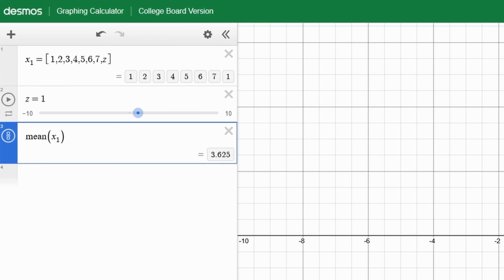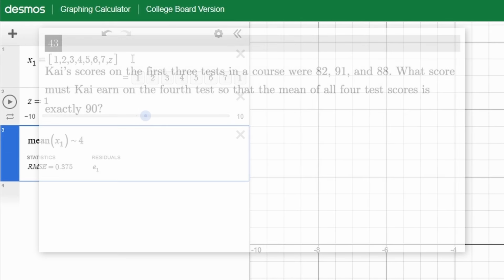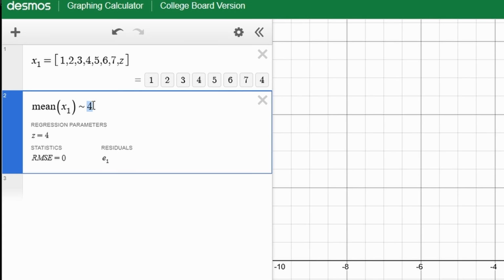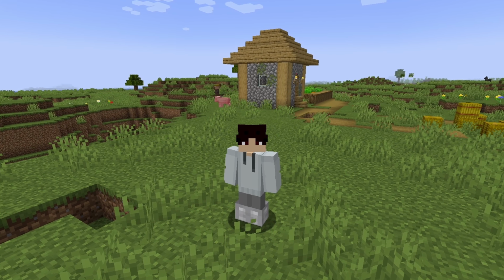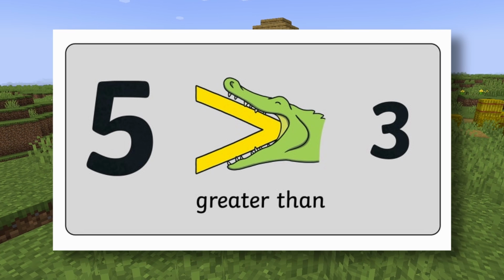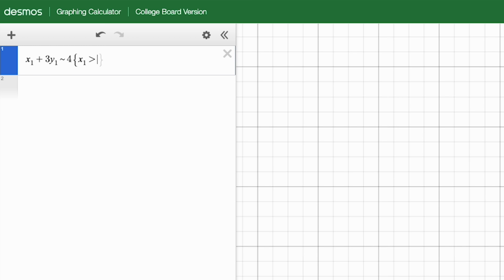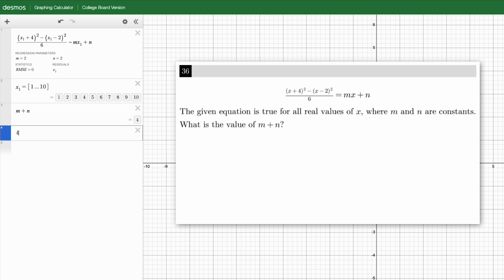And you can also regress the mean as well. If a problem gives you an average and one missing value, you can just throw the unknown into the list and then regress it. If you get told that one letter must be greater than a certain number or less than it, like x1 must be greater than 0, you can just make squiggly brackets at the end of the equation in regression and put that in there directly as well. Here are a few problems on this.